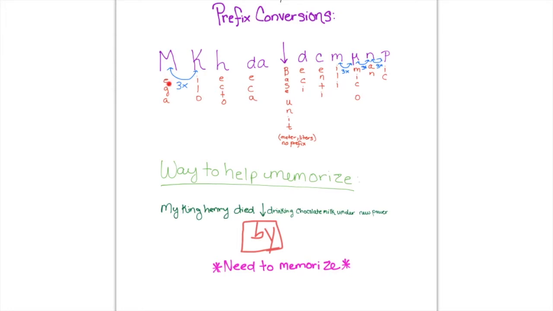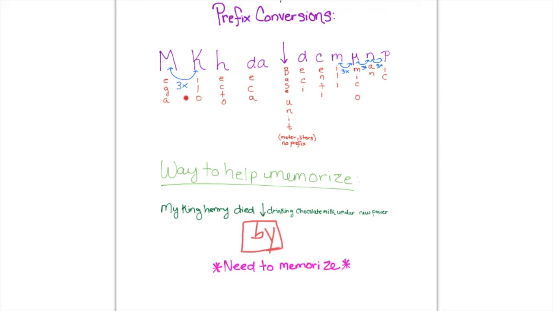This is really big, right? Coming from kilo to mega is 3 times the amount. Base unit, again, is a unit without a prefix, like meter, M, liter, L, gram, things like that. These are your bigger units. These are your smaller units.